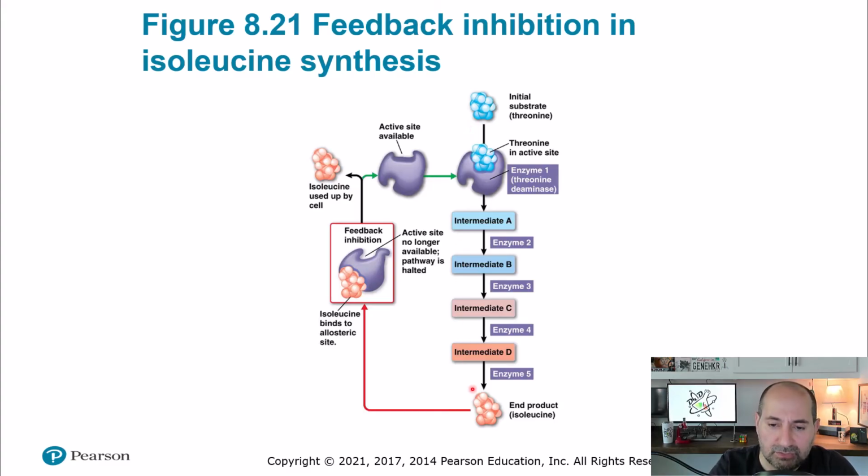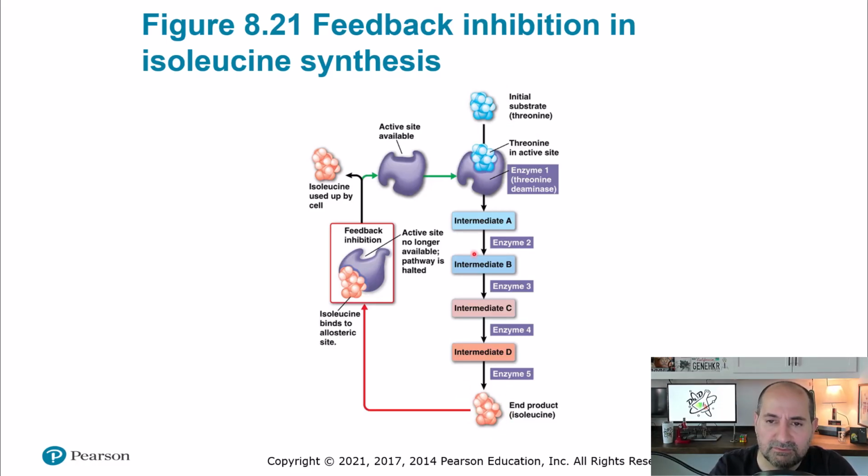However, the cell also needs this amino acid as well. Look at the end product. The end product of this metabolic pathway is this red product called isoleucine. That's another one of the 20 amino acids. So isoleucine is one of the 20 amino acids, where threonine is one of the 20 amino acids. Would you agree that the cell requires both threonine as well as isoleucine? You can't do with just one, right?